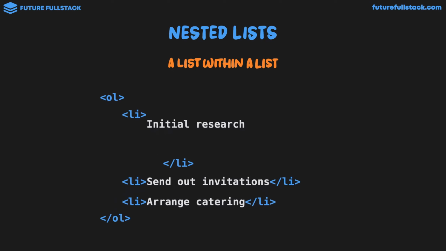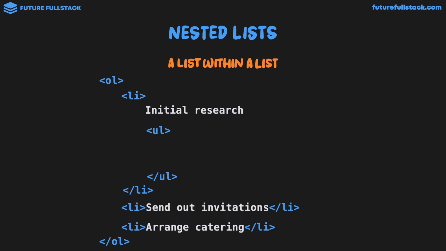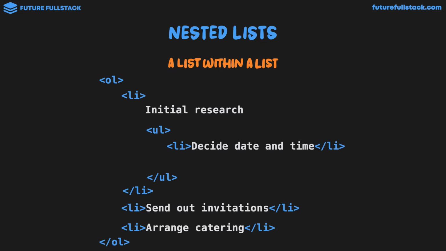So we can introduce another list, in this case, an unordered list like this. It's nested inside the list tags. Now, inside the unordered list tags, just like the regular list, we list items with LI tags. So as part of initial research, things we might need to do include deciding a date and time, and setting a budget. So let's now have a look at what we have going from top to bottom.